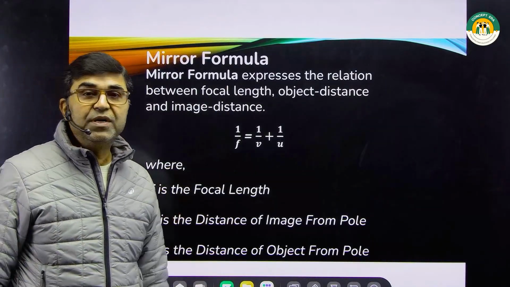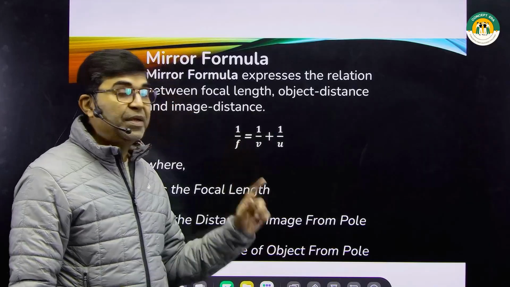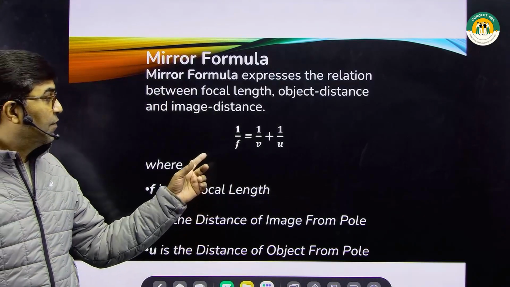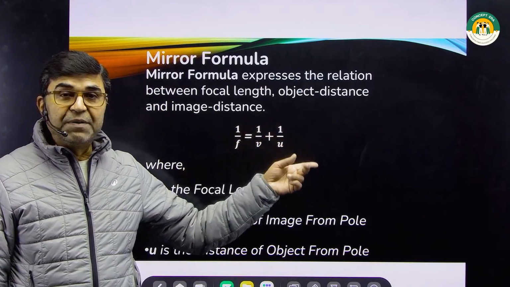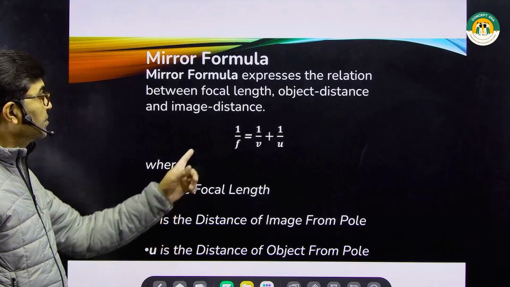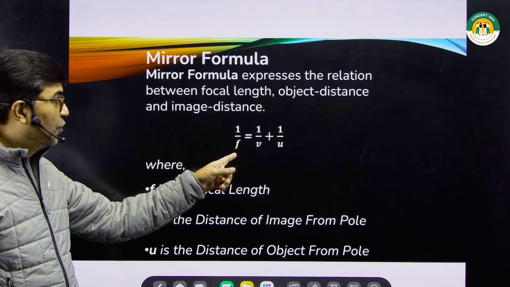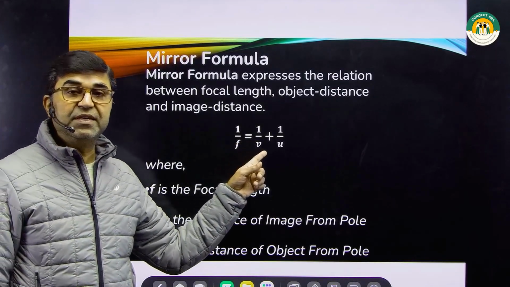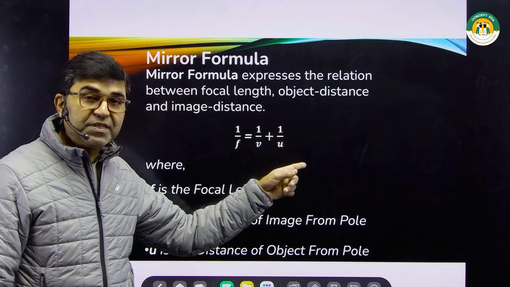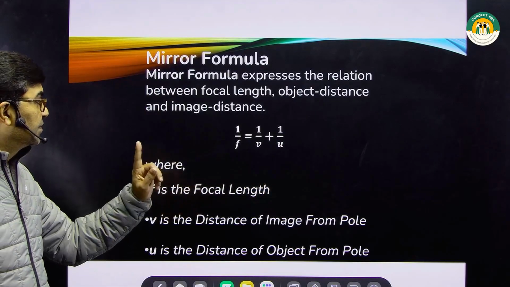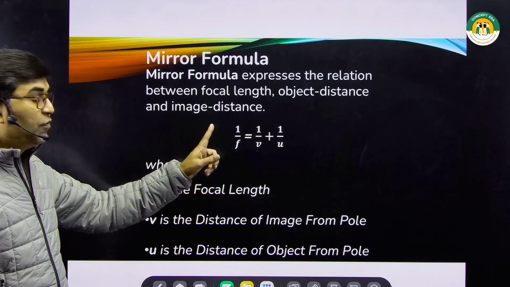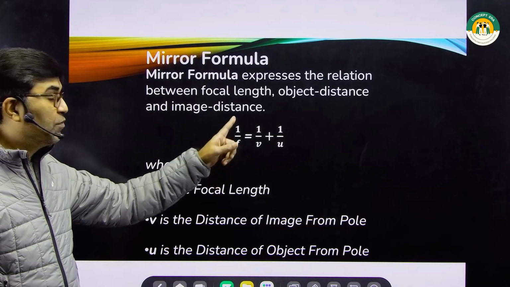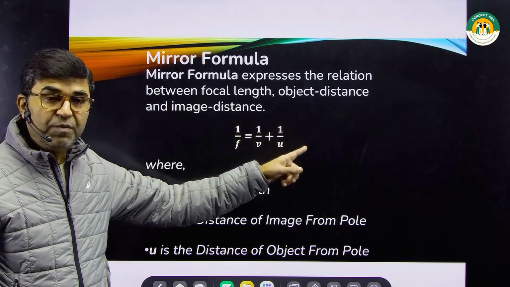Now coming to the mirror formula. This is very helpful in attempting your numerical problems. F represents the focal length, V represents the image distance, and U represents the object distance. And the formula is 1/F = 1/V + 1/U.